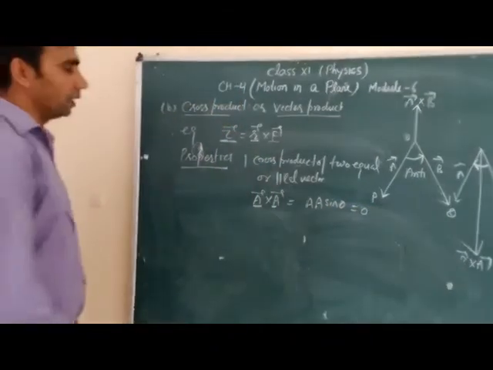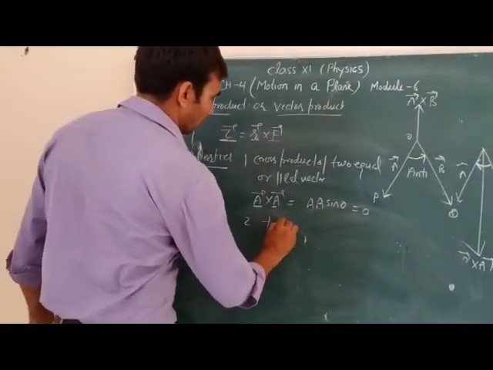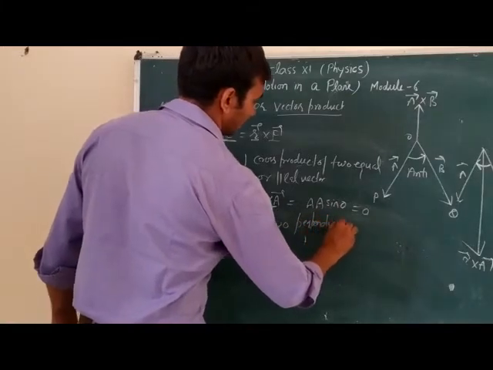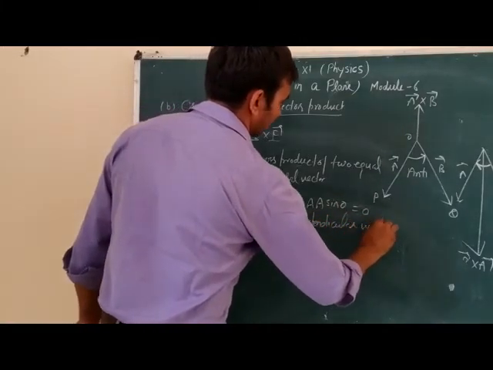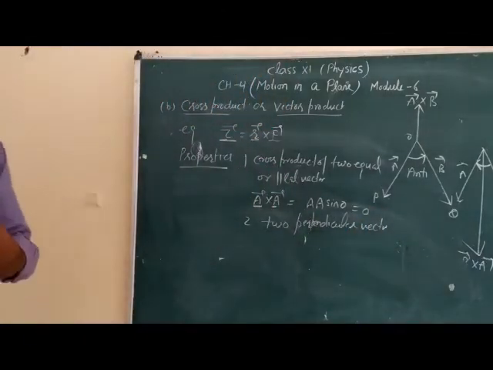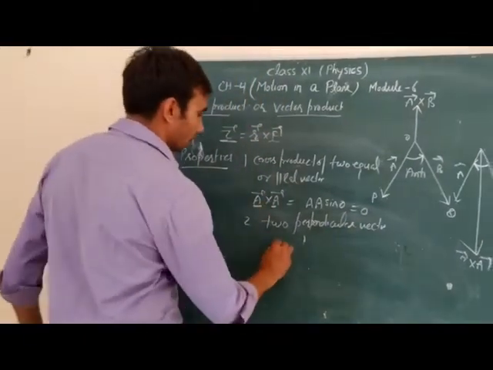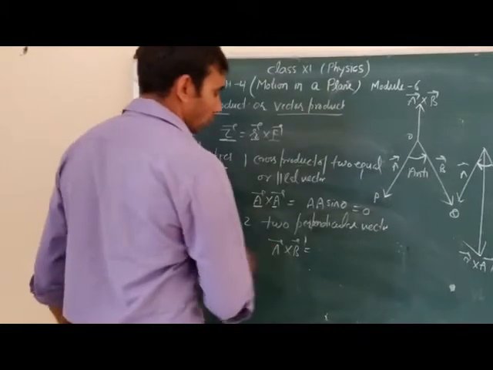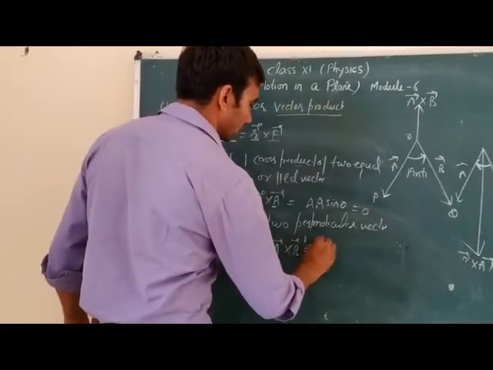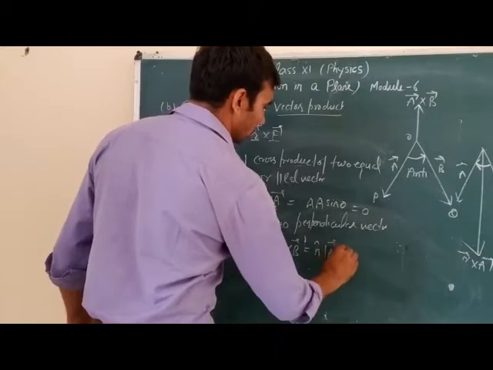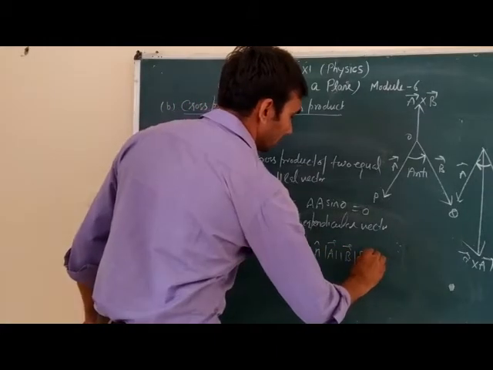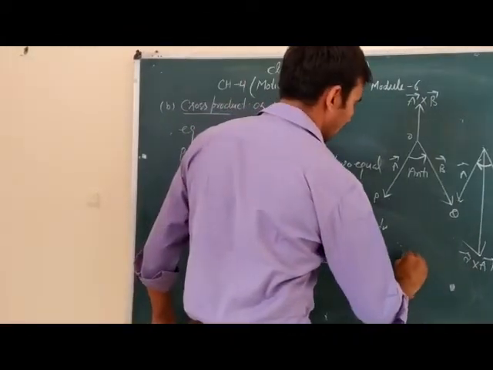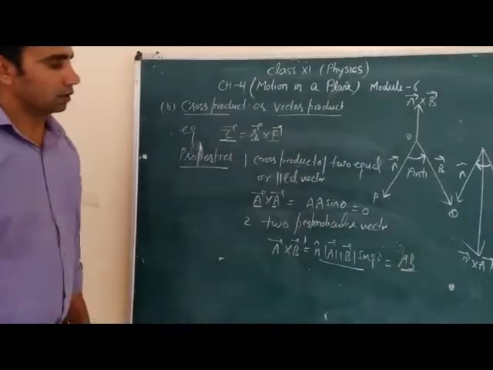The second property: the cross product of two perpendicular vectors. A cross B is equal to the magnitude of vector A, magnitude of vector B, sine 90, times the unit vector. Sine 90 is 1, so it is equal to the magnitude of vector A into B.